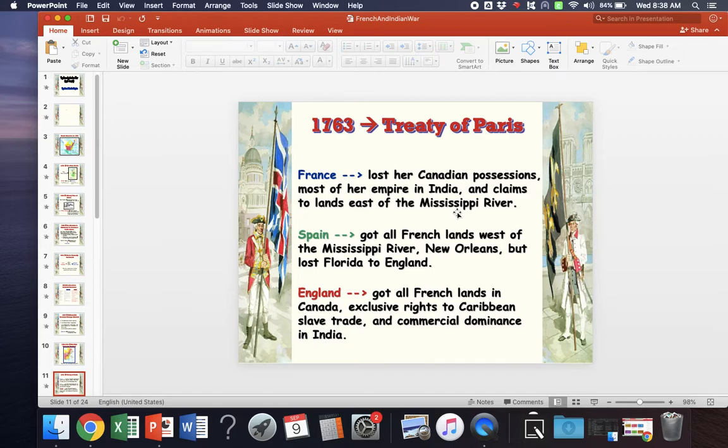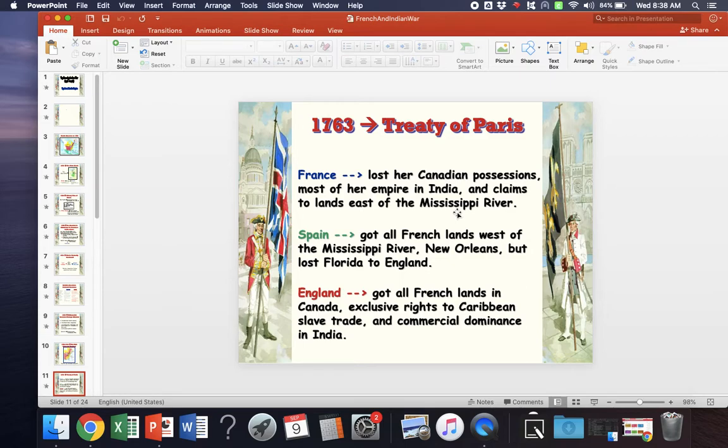France loses all her Canadian possessions, most of her empire in India, and that will come back to be very important when we get to 1860, because Great Britain is a huge importer of southern cotton, and that is one of the things that the South thinks will help them. But because Great Britain had India, they moved there to get cotton instead. And they lose all the claims to lands east of the Mississippi River.